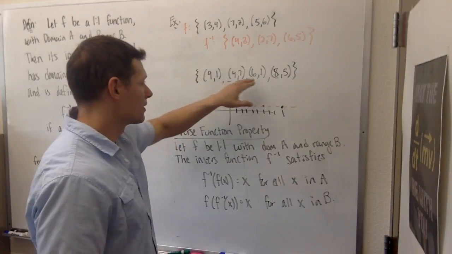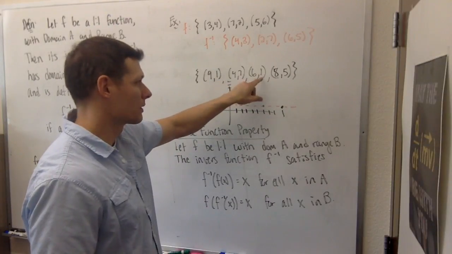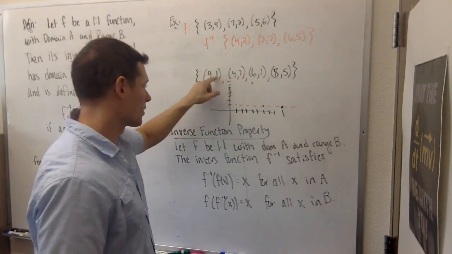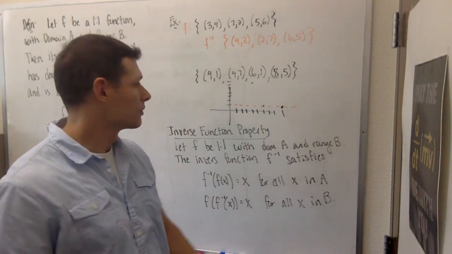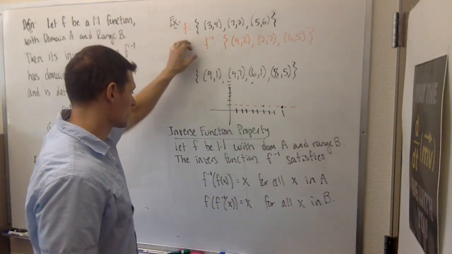And you'll notice that its inverse isn't actually a function, because you have 1 go to 6, but 1 also goes to 9, and that's a problem. So this one does not have an inverse, whereas this one does.